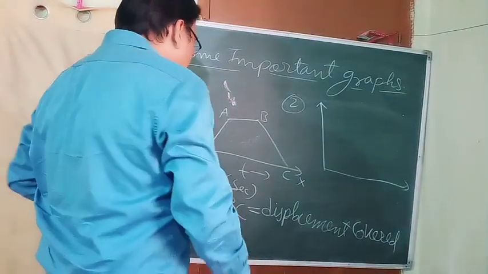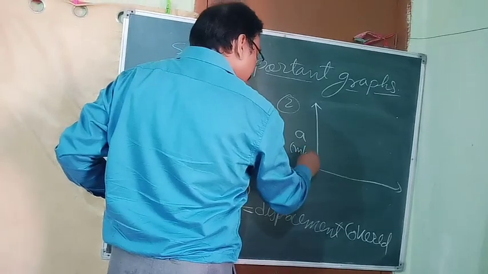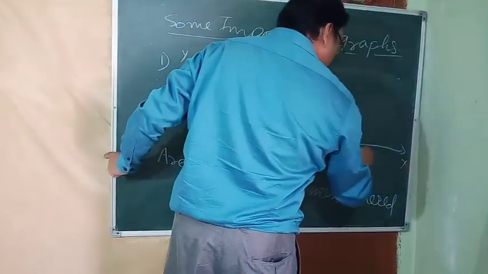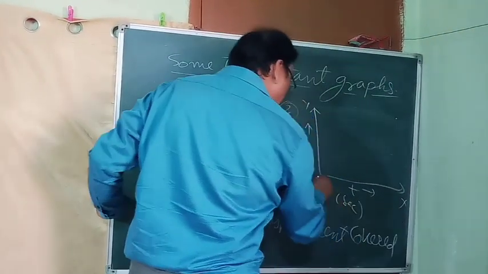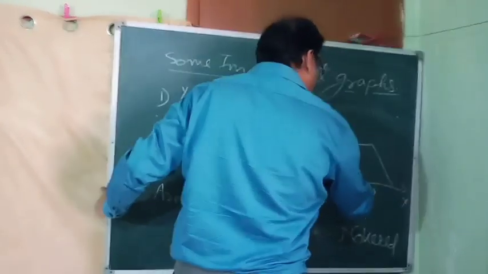Now there is another one. Suppose there is acceleration, which is in meter per second square, along the y-axis. Along the x-axis you have got time as usual in seconds. Okay. Here it is the origin. Again you have got a similar graph.